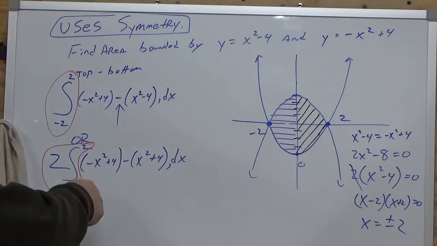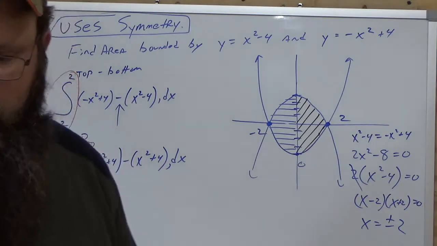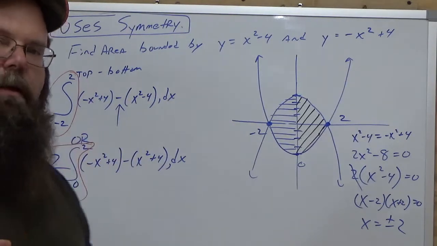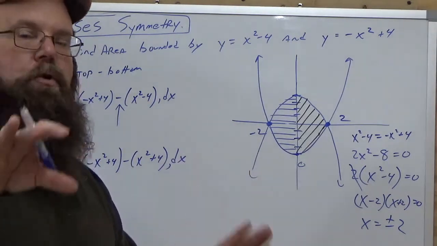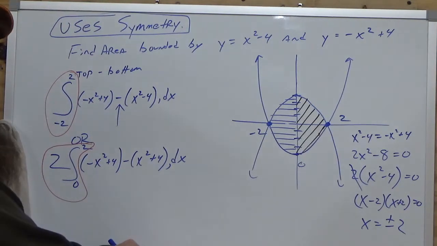Now what's the advantage of doing this? You're plugging in a 0. You get to plug in a 0, and that makes life easier. So I'm going to just stop right there, or I'm not going to stop. I want you to pause and see if you can get this going.